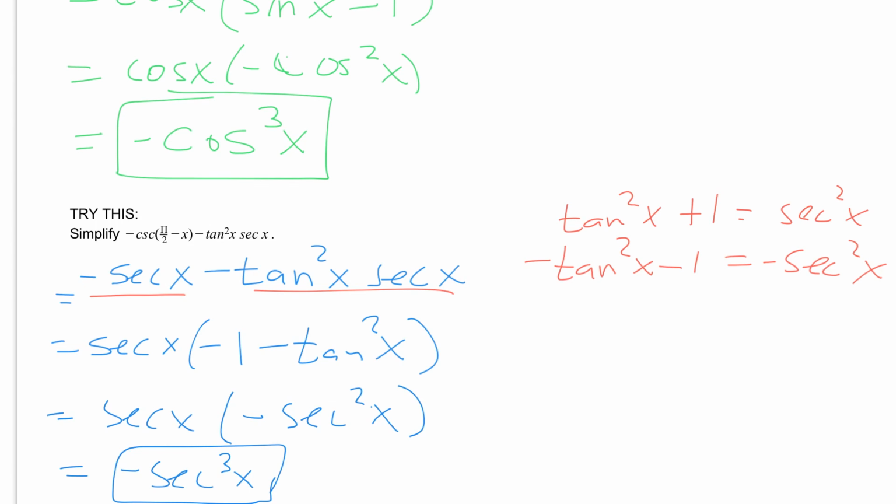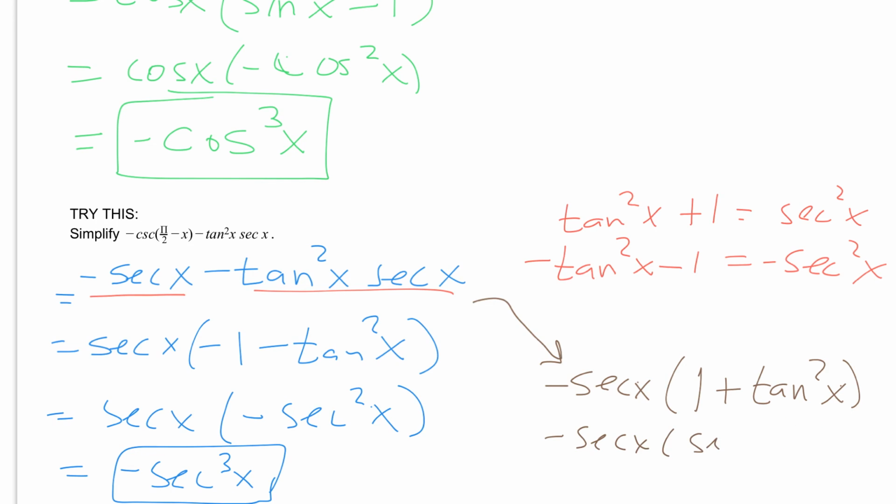Now, like I was saying before, there's not always one correct way. So maybe instead of taking out a positive secant x, maybe you took out a negative secant x. And let me just show you that that's fine too. So to this step, if you take out a negative secant of x, you would be left with positive 1 plus tangent squared x. And now what you have is the identity as it is without having to maneuver it at all. And you know tangent squared x plus 1 is secant squared x. So from here you could say negative secant of x times positive secant squared x, leaving you again with the same answer of negative secant to the third x.